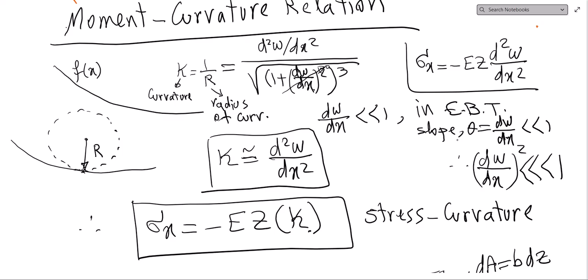From analytical geometry, you can actually prove that the curvature for a given curve, which is the inverse of the radius of curvature, is given by this formula. Now, in Euler beam theory, we assume the slope is very small, therefore the square of the slope is very small compared to 1, so we can drop this term and the denominator is 1. Therefore we approximate the curvature for a small slope with d2w/dx2, or the rate of change of the slope.